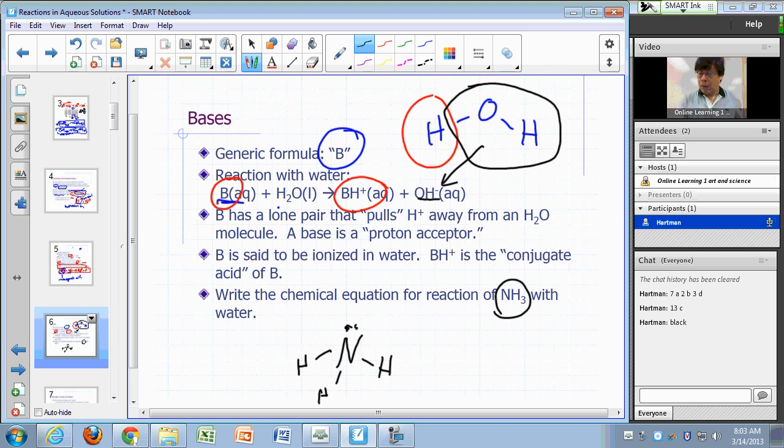So what does a base do? It pulls a proton away from water, so we can define a base as a proton acceptor. So here your base accepted a proton from water and gives you BH plus. Now, once your base accepts a proton, B is now BH plus, and what you get is called the conjugate acid of the base. So B is the base, add one more proton to it, and you get the conjugate acid of the base. So in water, protons get transferred from molecule to molecule.